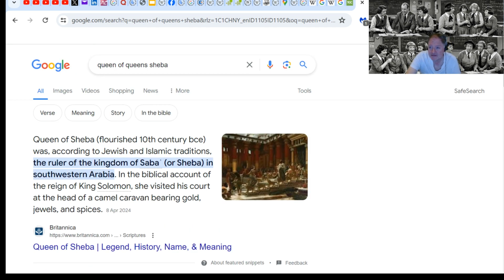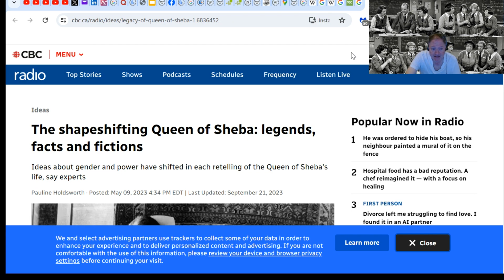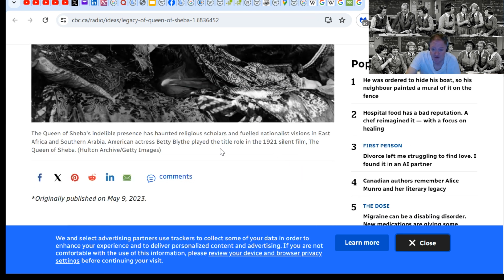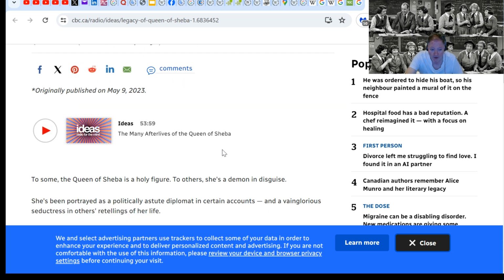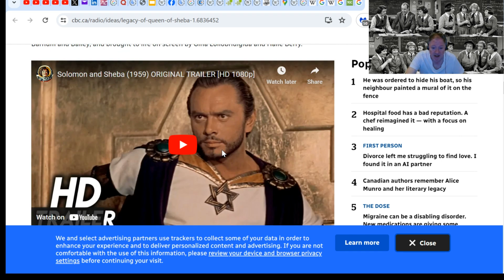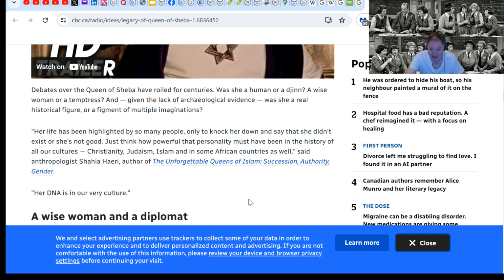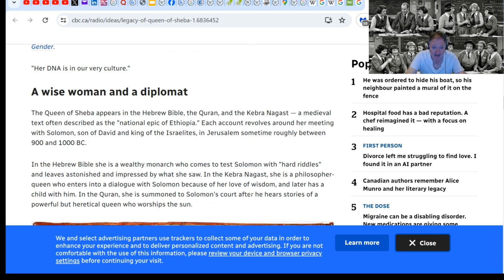Interestingly enough, the shape-shifting Queen of Sheba is an interesting thing. Shape-shifting is essentially what cultural Marxism is all about. It's changing information into another form. Okay, and this is how the Queen of Sheba has become an icon of just an Arabian Peninsula queen to a queen of queens of Africa.